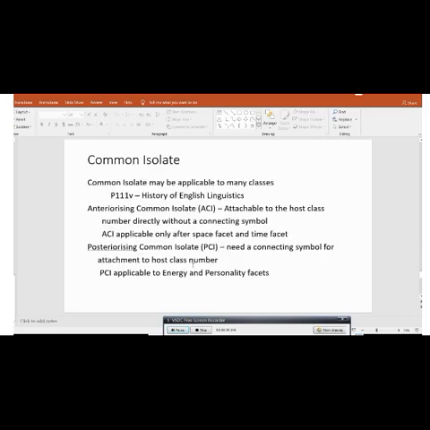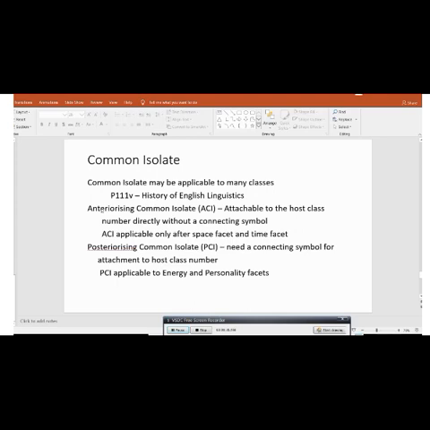So, common isolates. Common isolate in the DDC, we will use the standard subdivision, named as the standard subdivision. Here we can use it as the common isolates. Common isolates are applicable to many classes or any class, all the classes we can implement it. So for example, for the P111, then small v. Small v represents the history for the common isolates. Then this one is the linguistics number. P111 is the English linguistics number.